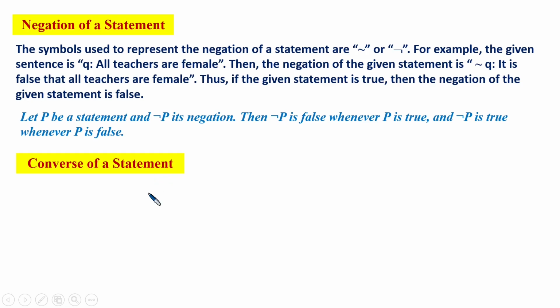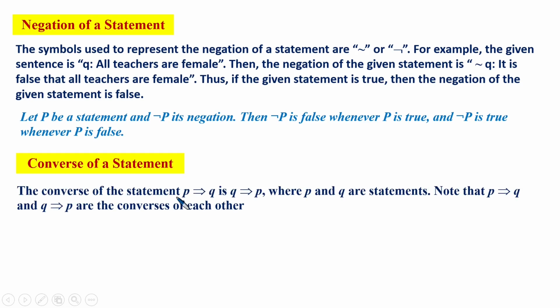Converse of a statement. So what does it mean? The converse of a statement, that is P implies Q, is Q implies P. So it is the other way around. This is the converse of a statement where P, Q are statements. Note that P implies Q and Q implies P are the converse of each other.